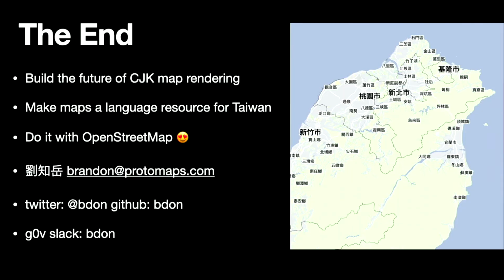And to conclude, what we're going to do is build the future of CJK map rendering, make maps a language tool, a learning resource in Taiwan, and do that all with OpenStreetMap.